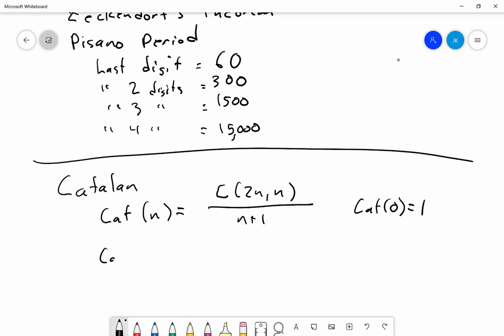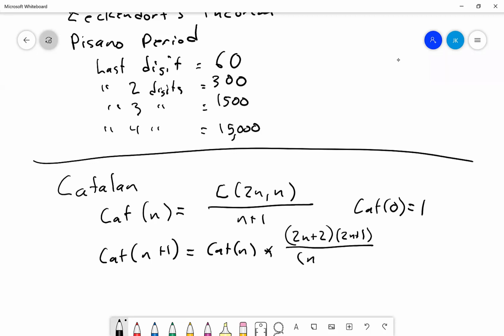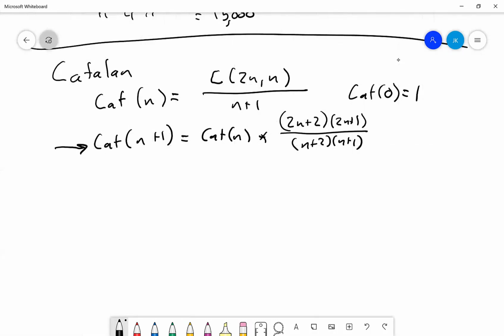And so the recursive definition is that cat of n plus 1 is equal to cat of n times (2n plus 2) times (2n plus 1) over (n plus 2) times (n plus 1). And I believe I've done that right. So you can generate these recursively, kind of a dynamic programming approach. But Catalan numbers actually pop up more than you would realize.